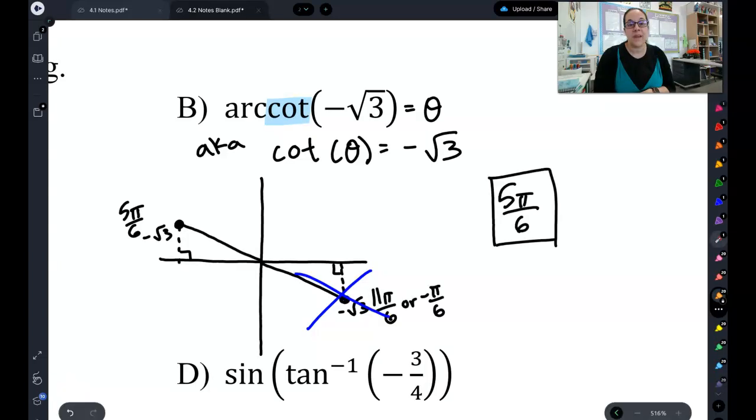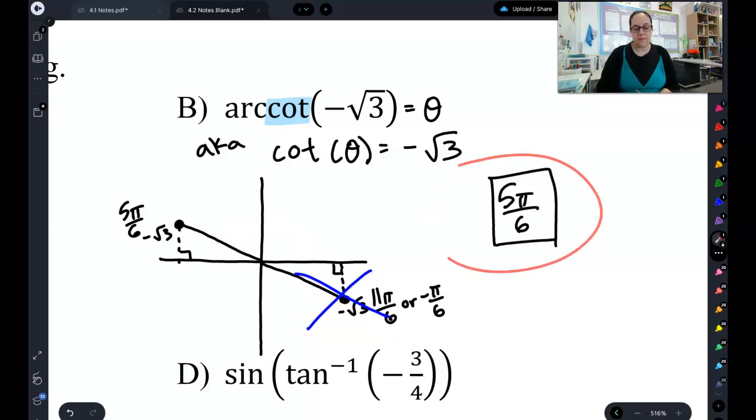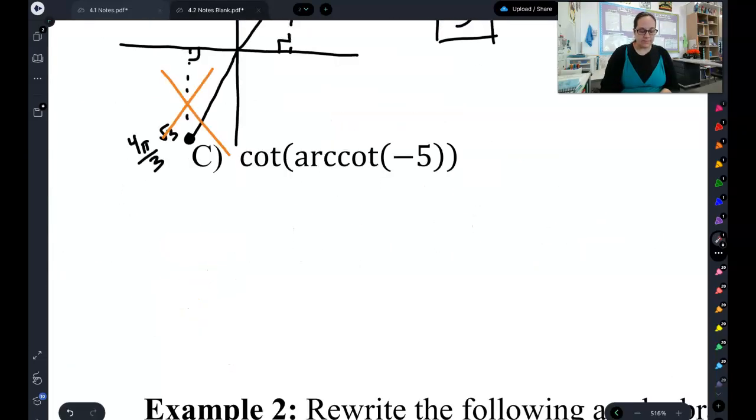Let's check your work. So we have cotangent is negative root 3. That happens right here and right there. That's where cotangent is negative root 3, which is at 5 pi 6 and 11 pi 6, or also note that's also negative pi 6. But cotangent is restricted in quadrant 1 and quadrant 2 from 0 to pi. So I don't want that one, which means 5 pi 6 will be my answer. Let's move on to C.